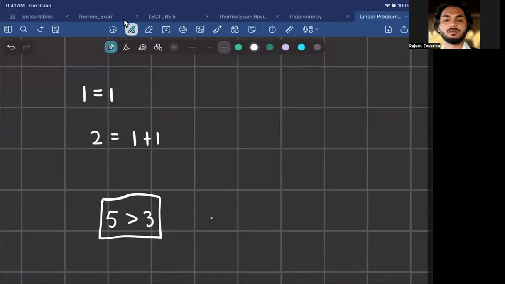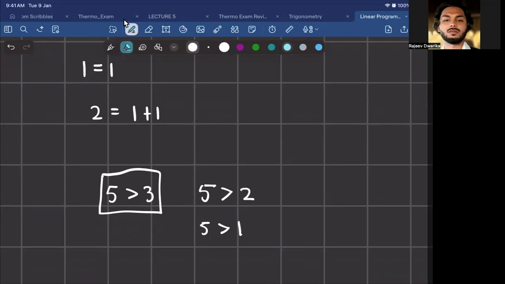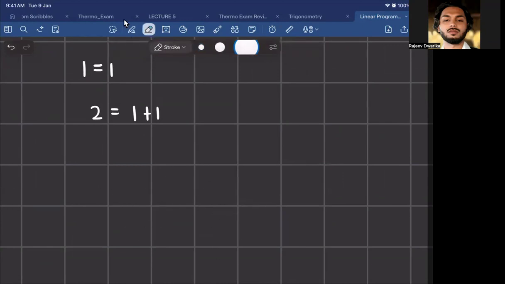What if I were to say, could I also say 5 is more than 2? Could I also say that? Yeah. Could I also say 5 is more than 1? Yes. Notice there's multiple answers, right? 5 would be more than anything less than 5. Let me start to introduce numbers into this now.